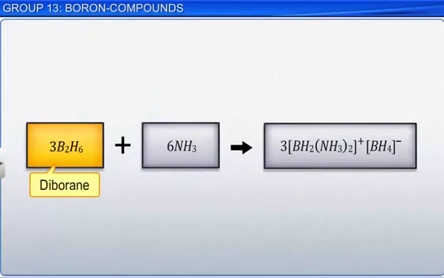Diborane can react with ammonia. Initially, the reaction of diborane with ammonia produces an adduct, diammoniate of diborane. This exists in a slightly different form, as shown in the chemical equation.